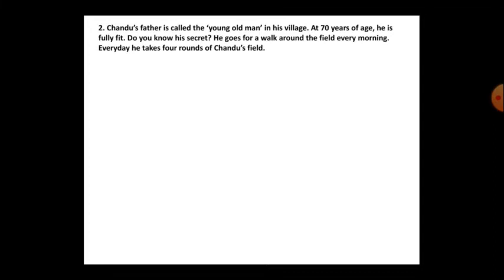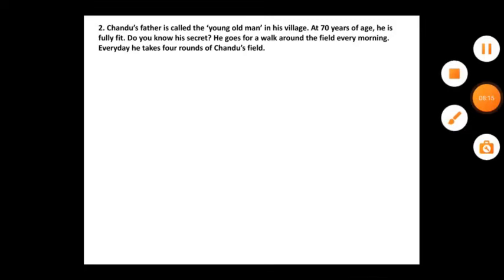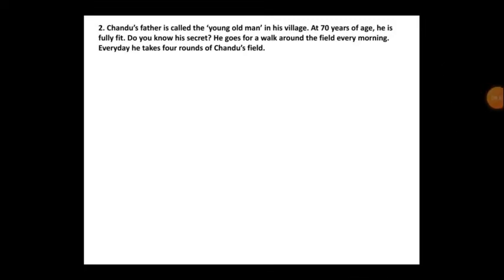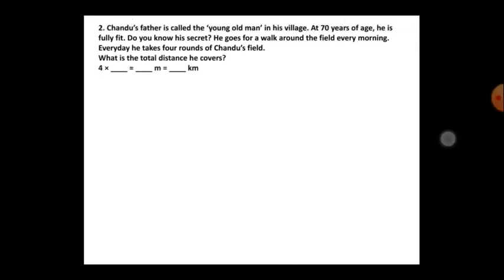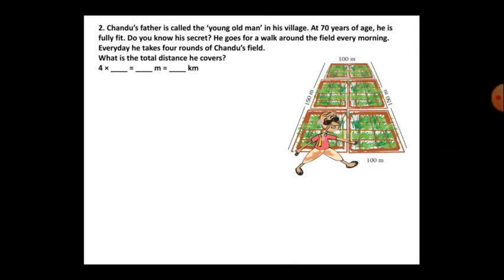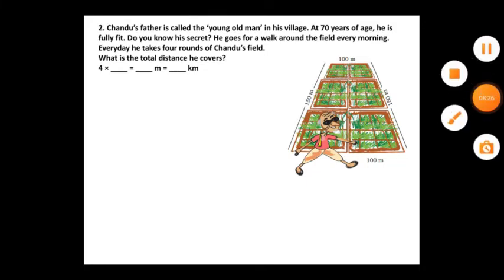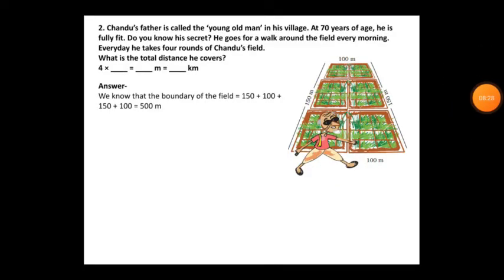So every day he wakes up early. Every morning he will go for a walk in the field. Every day he takes 4 rounds of Chandu's field. So what is the total distance he covers? See, Chandu's field boundary you have to find first. So Chandu's father took 4 rounds.